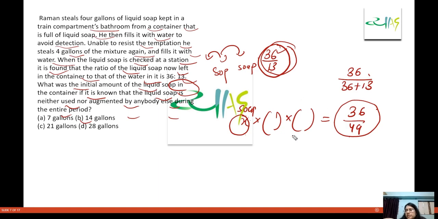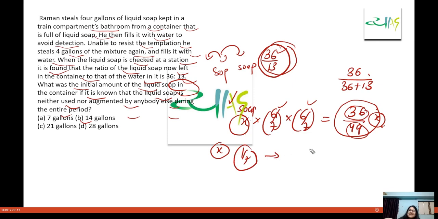Okay, so now what you see here, we are starting with, let's say, X quantity of soap, and then we are left with 36 by 49 times X quantity of soap. So every time how much are we taking out? 6 by 7 and 6 by 7. See, this is our ratio, 6 by 7 times of X. Now that means 1 by 7th is corresponding to 4. That means 1 by 7th of the entire quantity is 4. So X is what? X is 28 here.